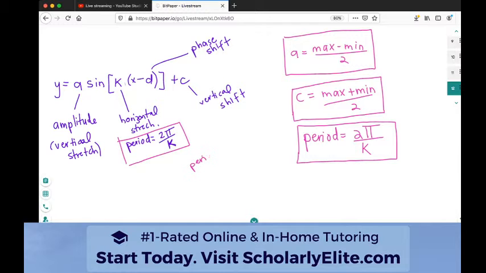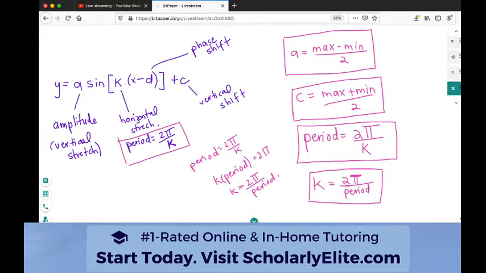So if we've got period equals 2 pi over k, then by rearranging that, it becomes k times period equals 2 pi, and then k equals 2 pi divided by the period. So that's actually another valuable thing. So those are some important equations that I want you guys to remember.